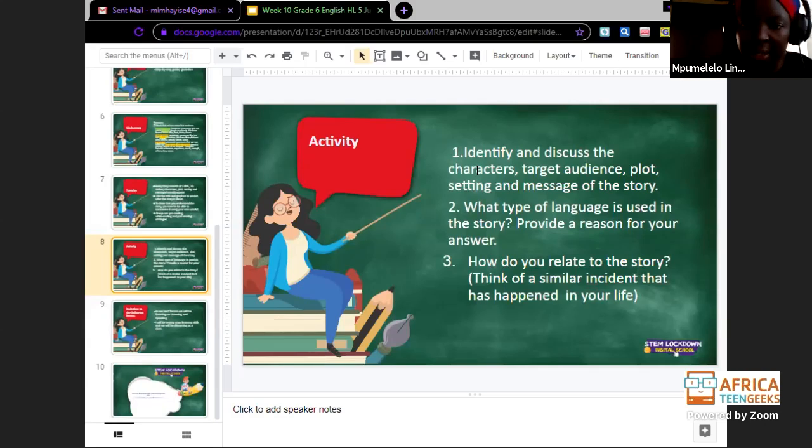So the first question says identify and discuss the characters. Let's start with the characters. Can you guys name the characters? And for those of you who've actually read the book, can you just list the characters in the book? Okay, let's see on the chat.